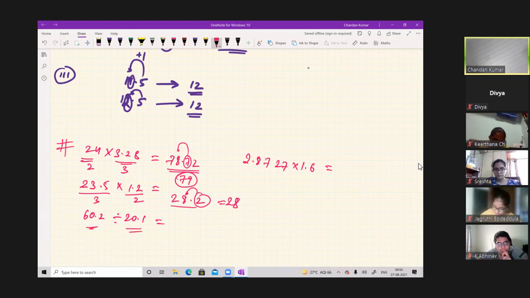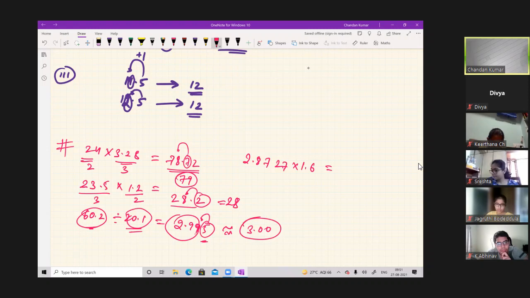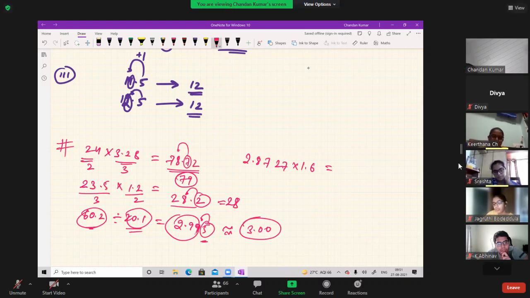Now this division will lead to 2.995, I think. So 2.995. Again, here we have 3, here we have 3, so we can take 3 significant figures. But the 5 will have to go. So this 9 is odd, so it will become 3.00. Agree with me? Yes, sir.